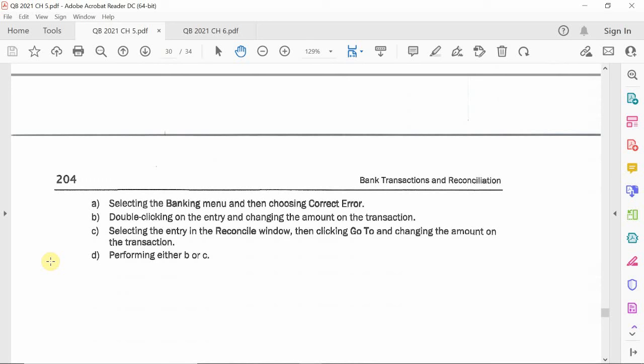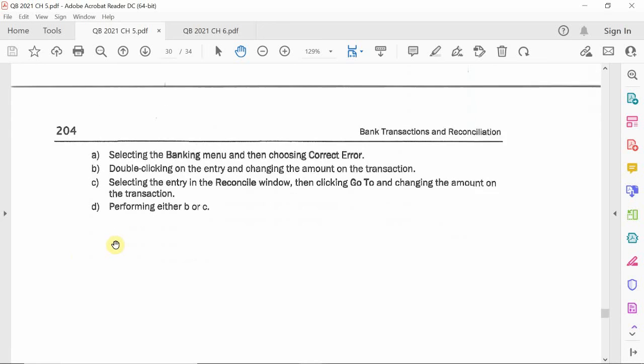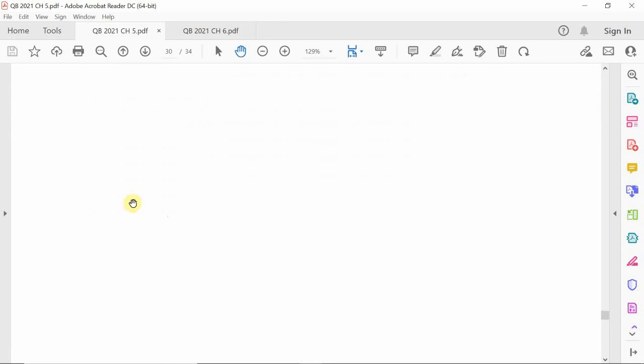And then letter C says selecting the entry in the reconcile window, then clicking on go to, and then changing the amount in the transaction. Yes, you're able to do that too. Instead of having to exit the reconciliation window and manually doing it, you can just do it right in the reconciliation window.